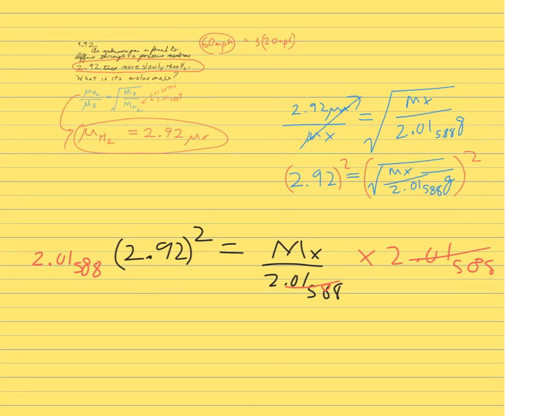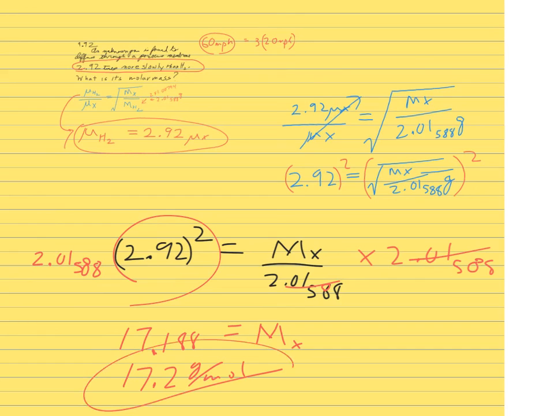So punch it into your calculator. And I get Mx equals 17.188 is what my calculator says. 3 sig figs based on that speed factor they gave us. So 17.2 grams per mole. That's it. Beep.